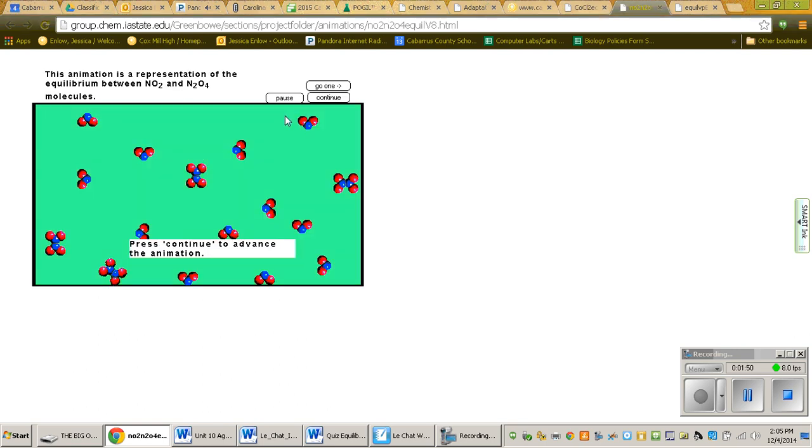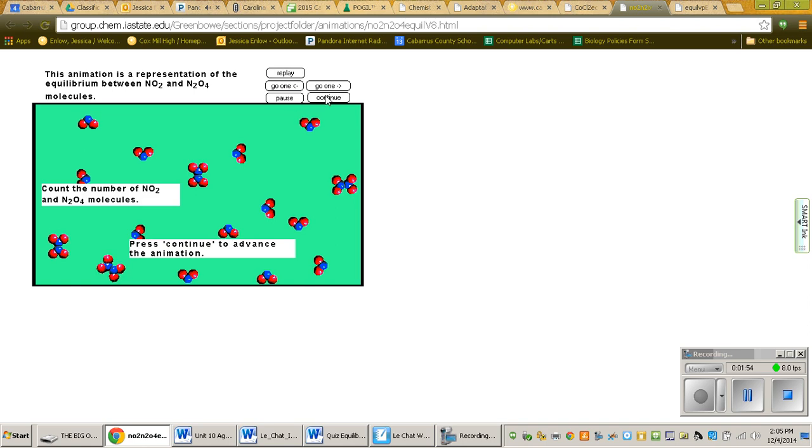The animation is a representation of NO2 and N2O4 molecules. Count the number of NO2 and N2O4 molecules. You guys can see the differences here. Pause.